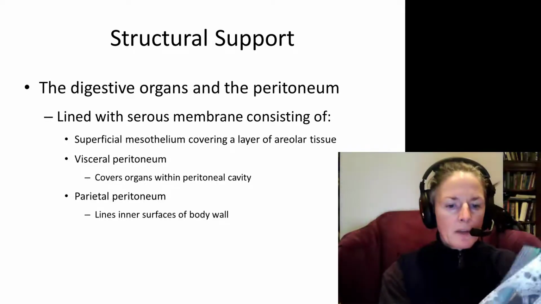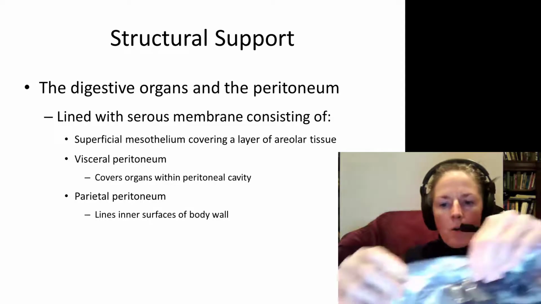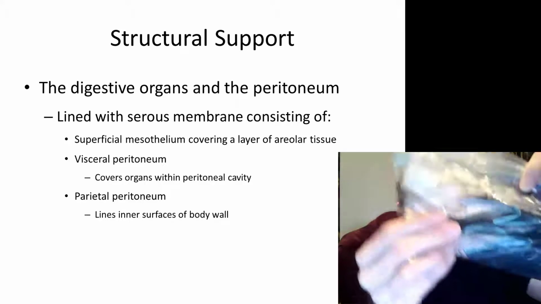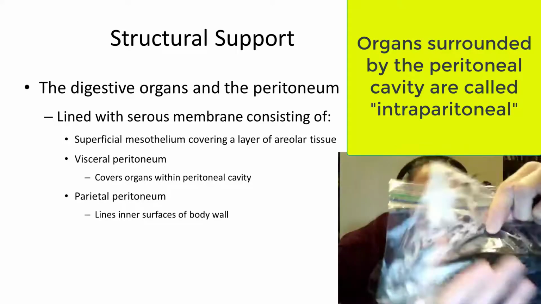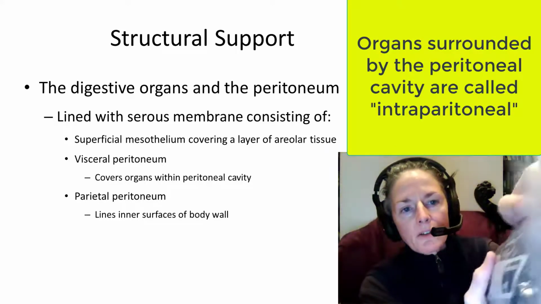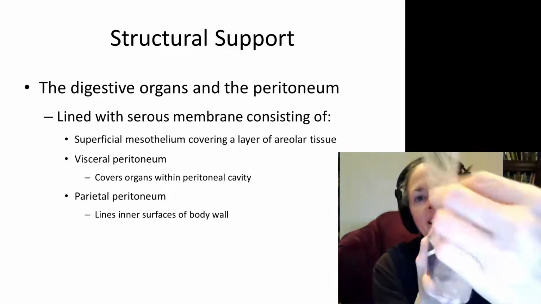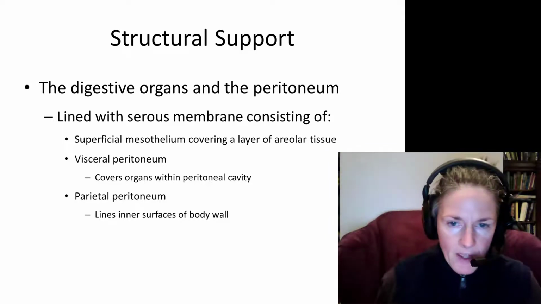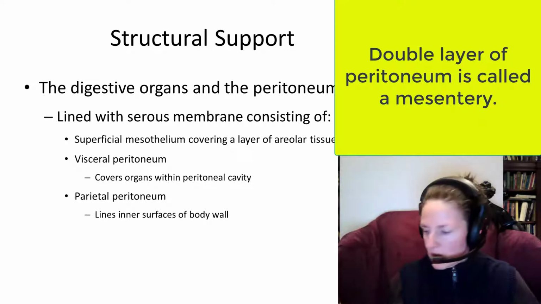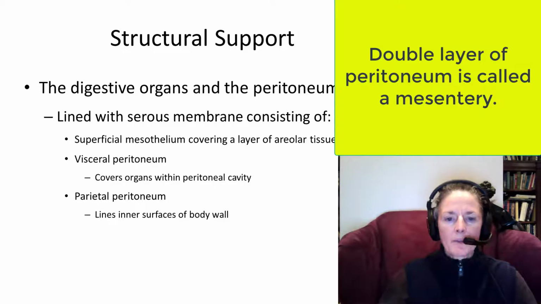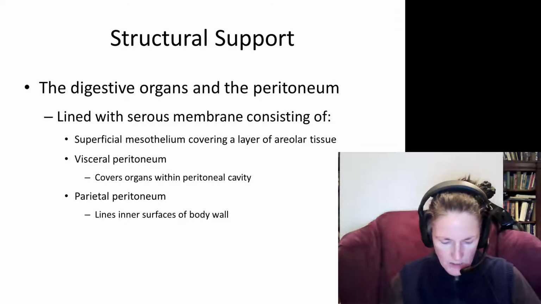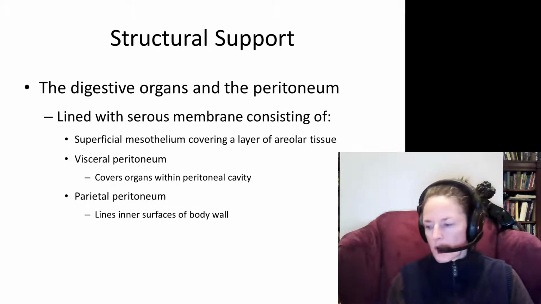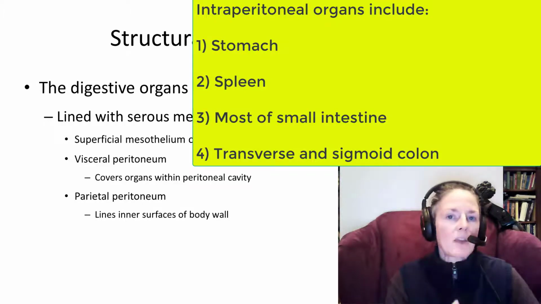The other thing is sometimes we will see that when organs that are within the peritoneal cavity, we call them intraperitoneal, when the peritoneum folds back around on either side of the organ like this, then we get a double sheet of peritoneum, and this is called a mesentery. And we will see that there are several mesenteries within the body, and we will talk about them in just a little bit. But first we had to understand the structure of the peritoneum and the fact that we have some organs that are intraperitoneal. That means they are within the peritoneum.